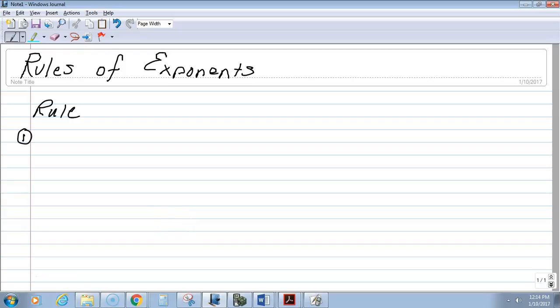Hey guys, today we're going to go over the rules of exponents, and I know for a fact that you've done this before, but let's get these into our notebooks and do some practice problems so that you will have them available for reference when you need them.